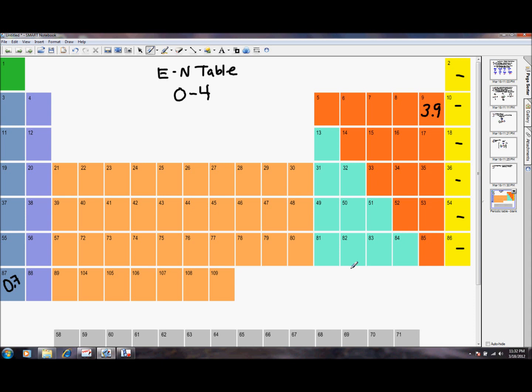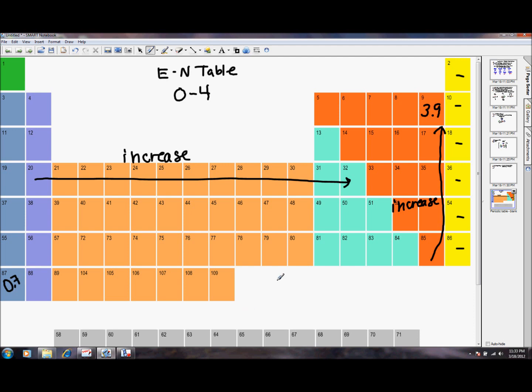If you look, there are no electronegativity values for this family, the noble gases. Why? Because they don't bond with any other atom, so their nuclei don't really have any attraction for any other atom's electrons at all. So we don't give them electronegativity values. In general, the values get bigger as you go from left to right, and they get bigger as you go from the bottom to the top. That's why the big numbers are here and the little numbers are down in the corner.